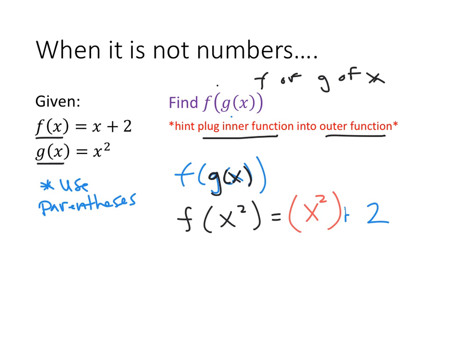not very good parentheses, but I put the x squared in parentheses because if there was anything on the outside of that, whether it was other exponents or coefficients, I would have to multiply or do anything else I needed to do in order to simplify that. And so basically I'm going to make sure that I have that in place. And so f of g of x is simply x squared plus 2. I plugged one function into the other.